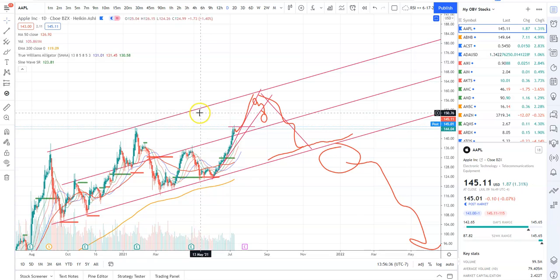So that's it with Apple. Everything looking very healthy, very strong, very good still.